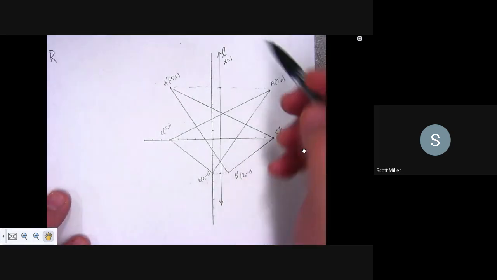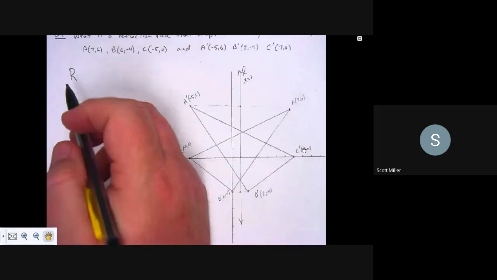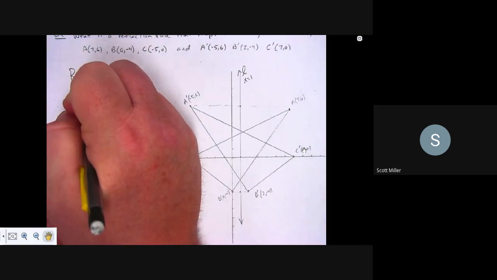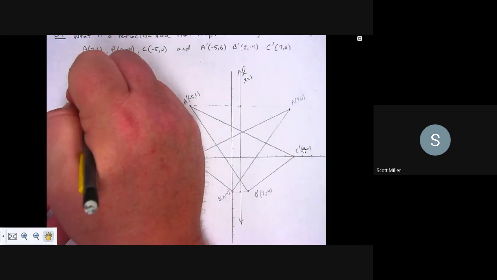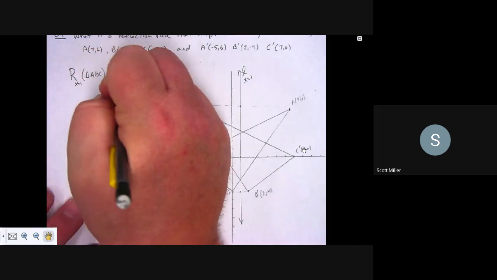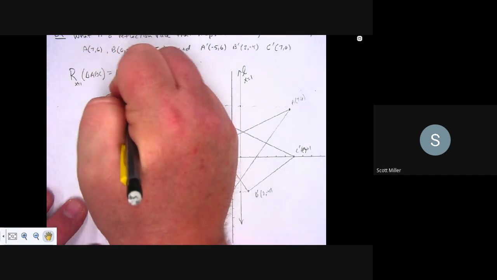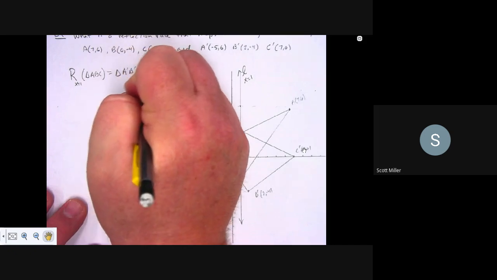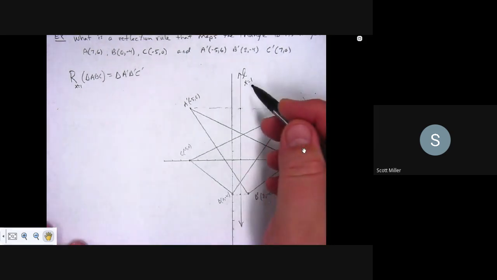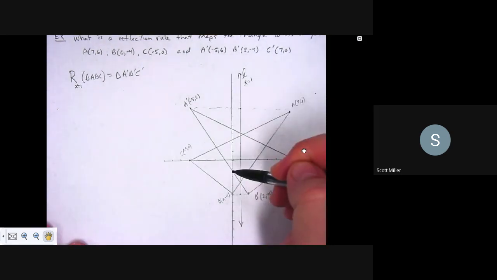But for right now, once I have this equation, I can write the rule. It is the reflection across x equals 1 of the triangle ABC and produces the image A prime, B prime, C prime. Okay? So that's one way to do it. So you can always find that equation.